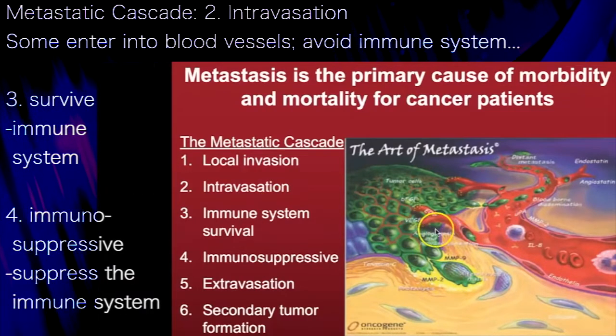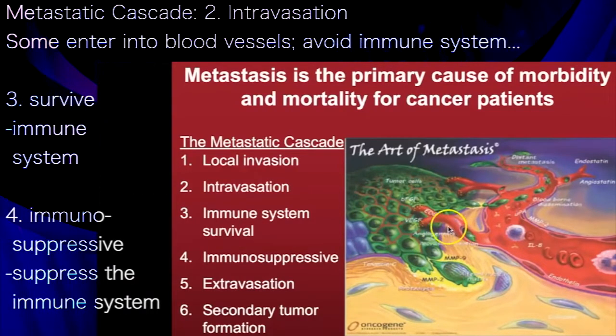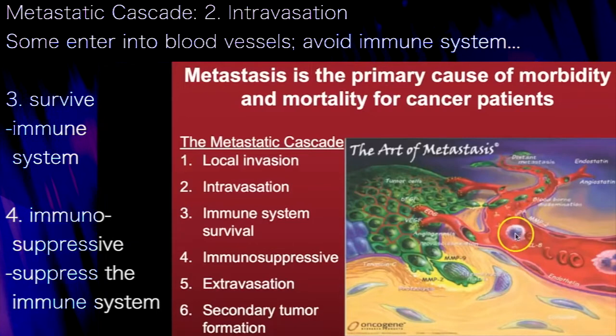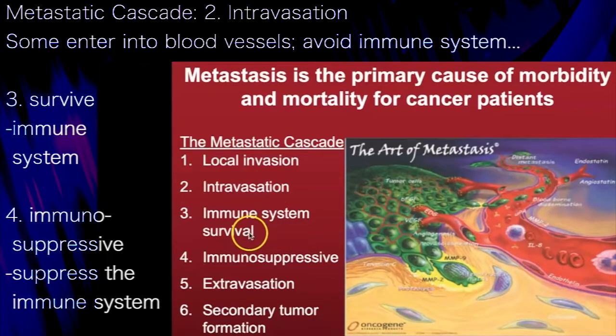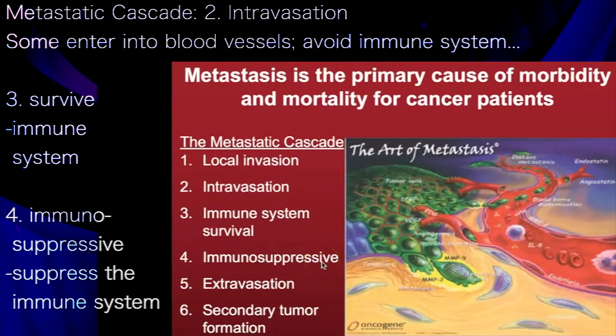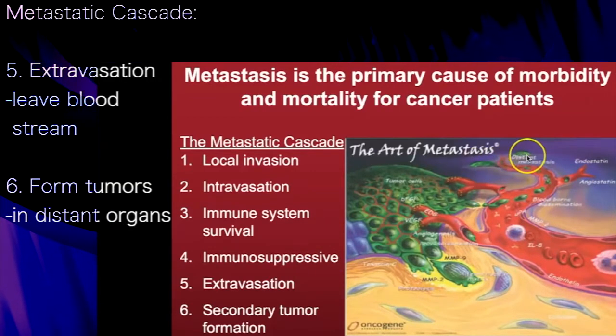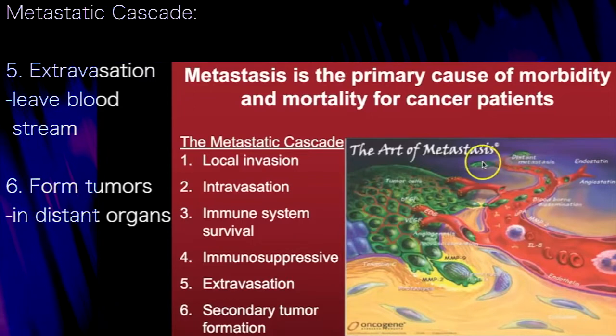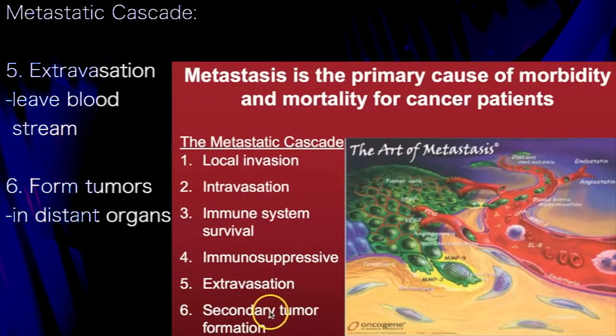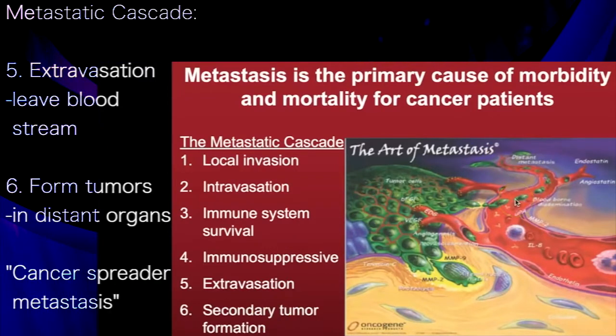Intravasation. Now, some of these cells have the ability to enter into the blood vessels and then avoid the immune system and actually suppress the immune system. So, survival and immunosuppressive effects. They also move through the bloodstream and extravasate, leave the bloodstream, and form tumors in distant organs. And that's ultimately what we call cancer spread, or metastasis.